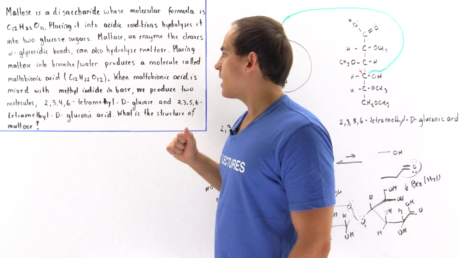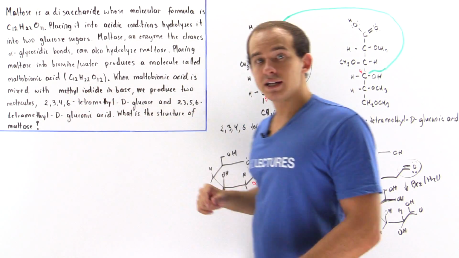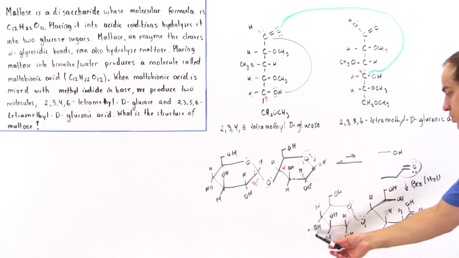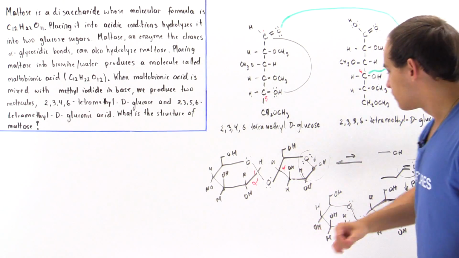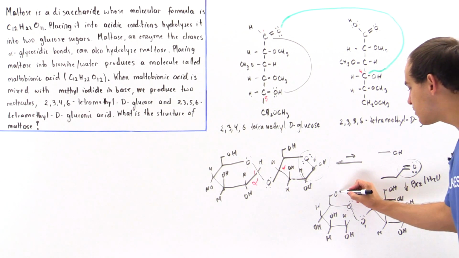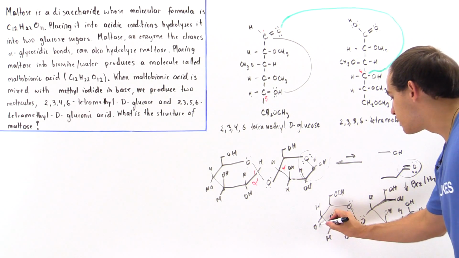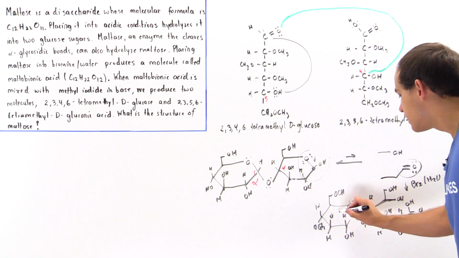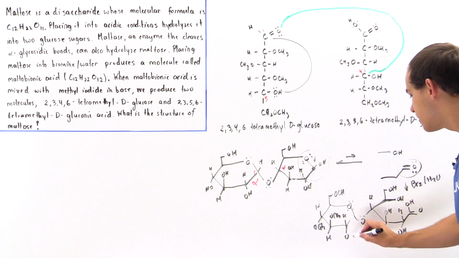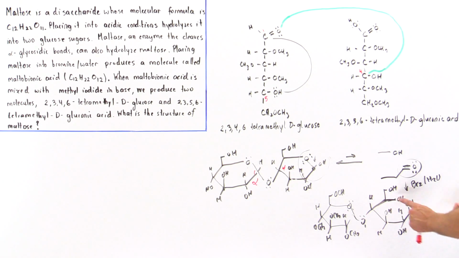Now, when we take maltobionic acid and we mix it with methyl iodide and base, all the free hydroxyl groups are methylated. So this hydroxyl group is methylated. This hydroxyl group is methylated. This one is methylated. This one is methylated. And the same thing is true for these. This is methylated. This is methylated. This one will be methylated. This one here will be methylated. This one will not be methylated because this is a carboxylic acid.